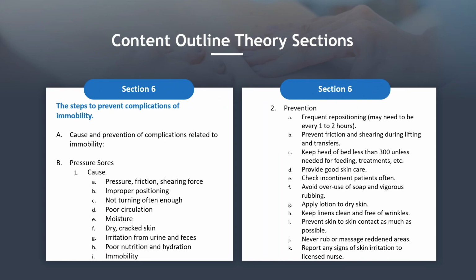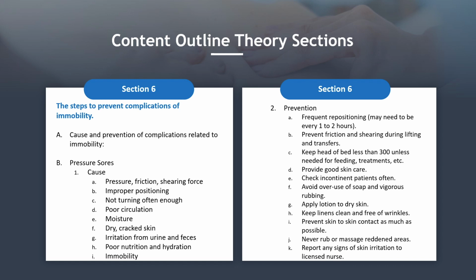Section 6. The steps to prevent complications of immobility. Cause and prevention of complications related to immobility. Pressure sores. Cause: pressure or friction, such as shearing force, improper positioning, not turning often enough, poor circulation, moisture, dry or cracked skin, irritation from urine or feces, poor nutrition and hydration, and immobility.